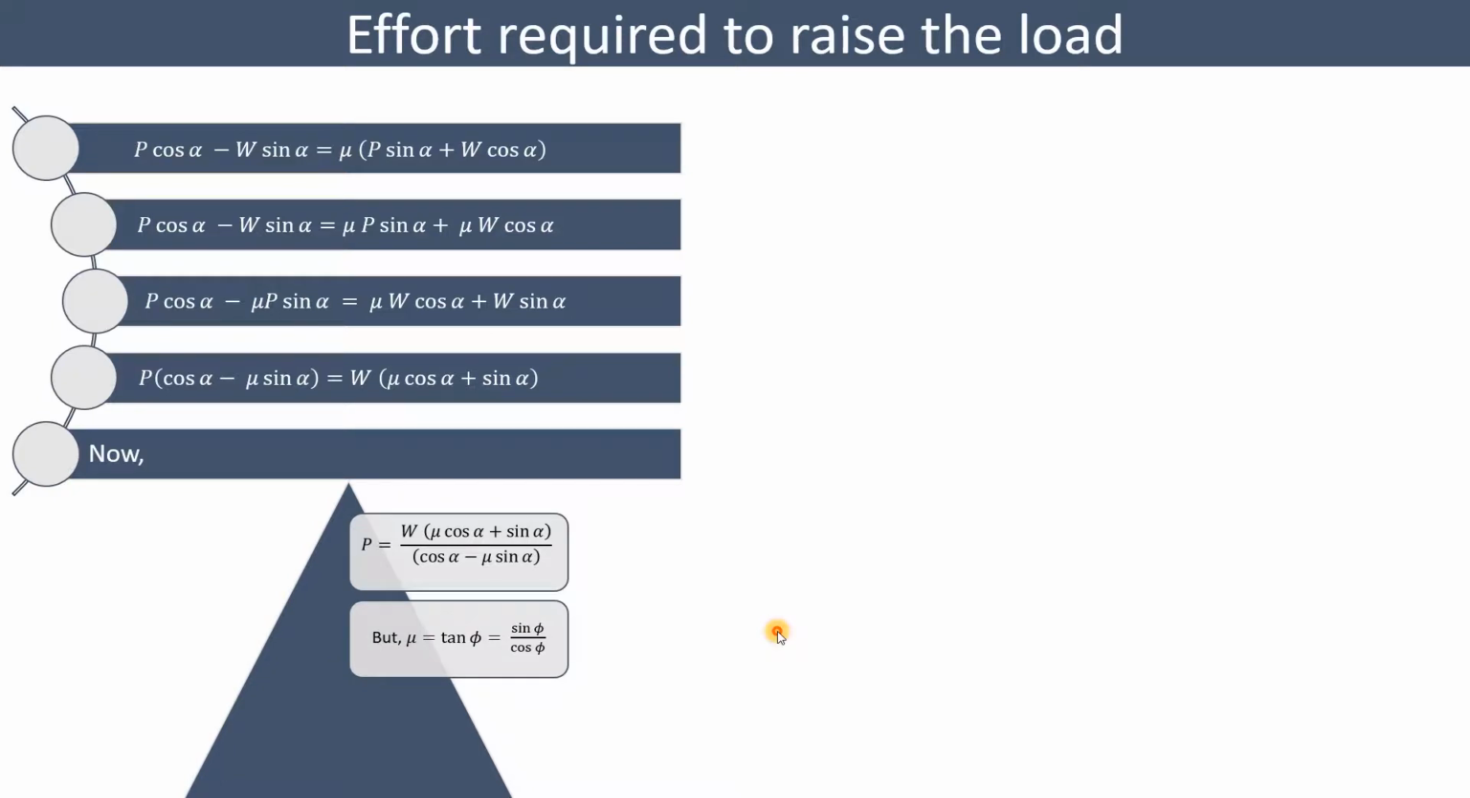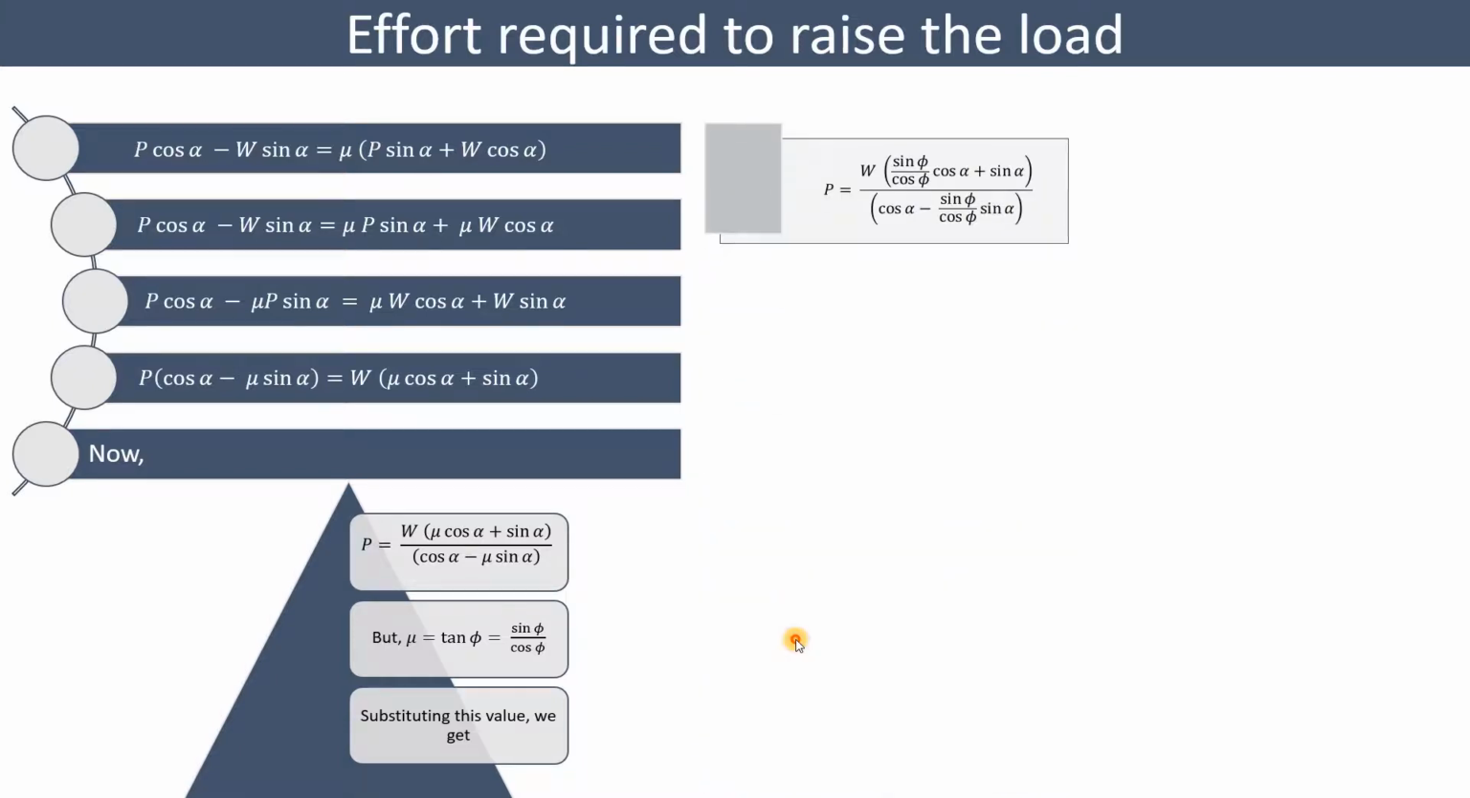Now we have derived in applied mechanics that the coefficient of friction is tan phi, and tan is nothing but sine upon cos, where phi is known as the friction angle. Here it is the screw friction that we are taking into consideration, and the angle related to that is the friction angle phi. Now substitute this value. So P is equal to W as it is. In place of mu, it is sine phi upon cos phi, into cos alpha plus sine alpha, divided by cos alpha minus, in place of mu, again sine phi upon cos phi, into sine alpha as it is.